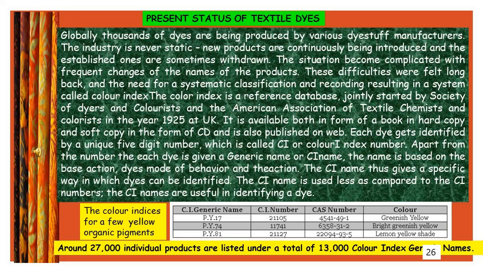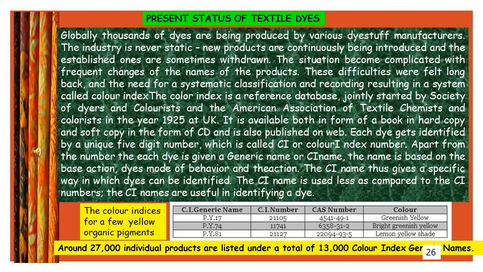These difficulties were felt long back, and the need for a systematic classification and recording in a system called color index. The color index is a reference database jointly started by the Society of Dyers and Colorists and the American Association of Textile Chemists and Colorists in the year 1925 in the UK. It is available both in the form of a book in hard copy and soft copy in the form of a CD and is also published on the web.